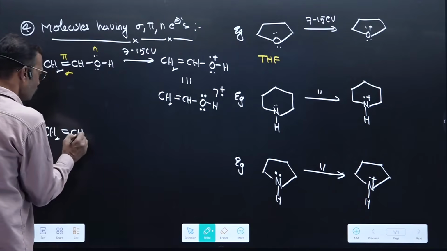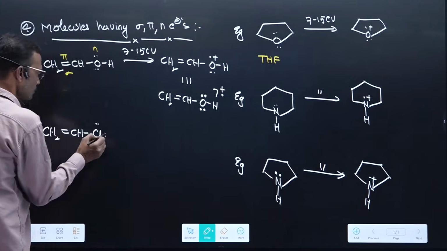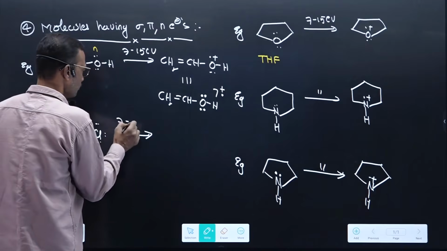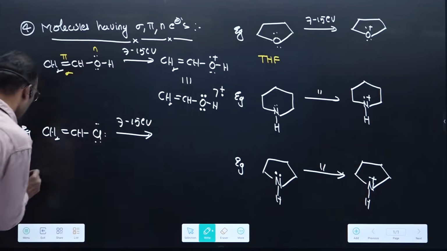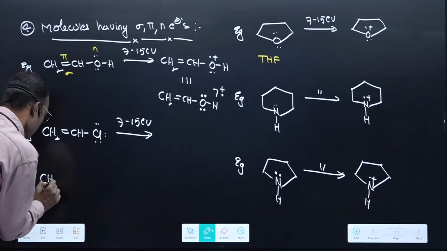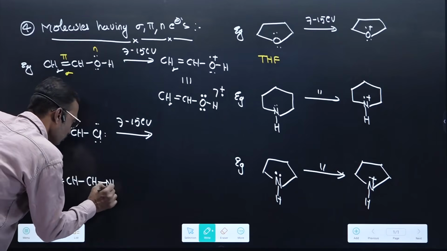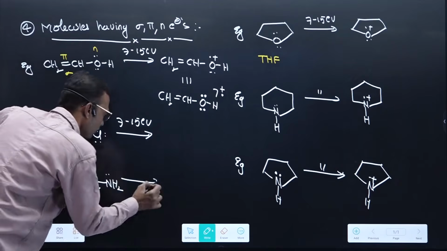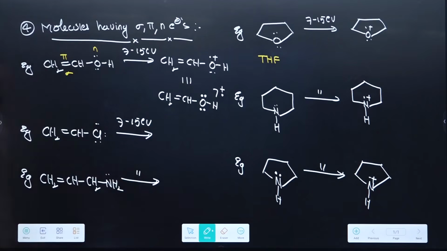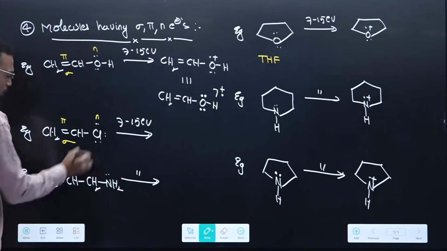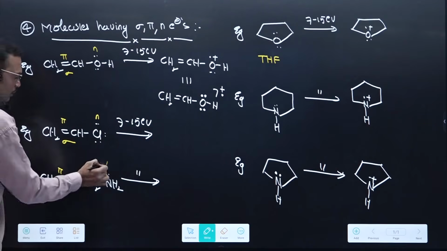So you can also go through a conjugated halide like this. 7 to 15 electron volts, and even an amine we can take. See, sigma, pi, and what is this? Non-bonding. And here also sigma, pi, non-bonding.